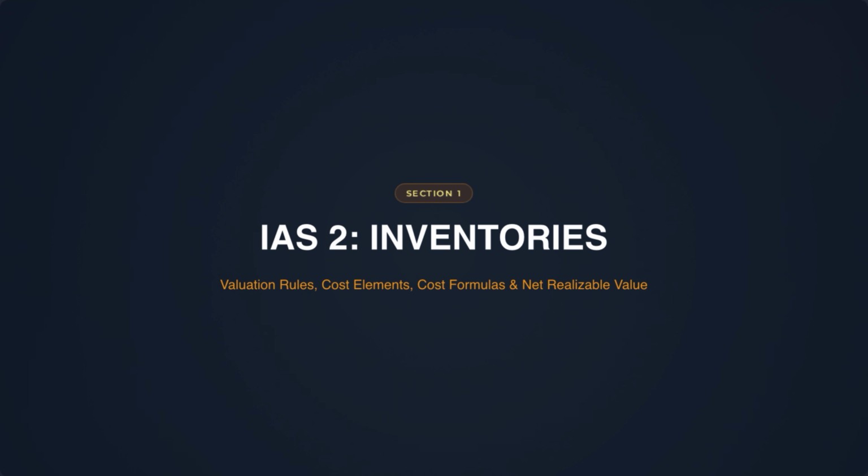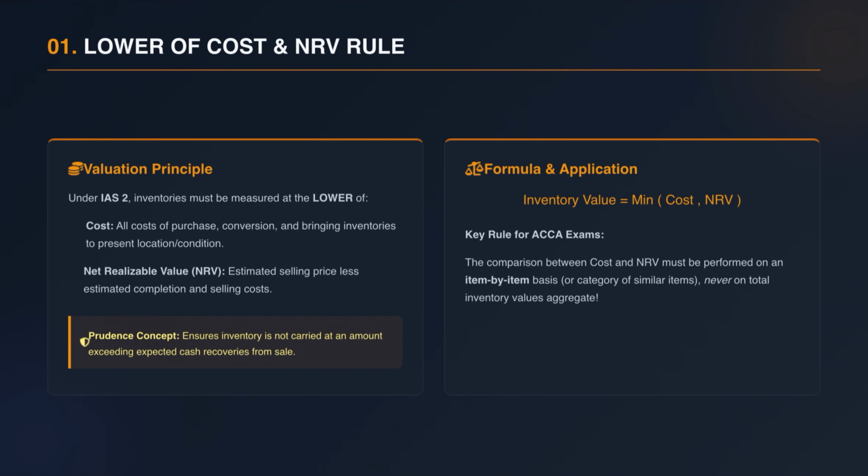First up is IAS 2, Inventories. Inventory is often one of the largest current assets on a company's statement of financial position. Because of its direct impact on cost of sales and gross profit, getting inventory valuation right is critical for financial reporting. The golden rule of IAS 2, and one you must memorize for your exam, is that inventory must be valued at the lower of cost and net realizable value (NRV).